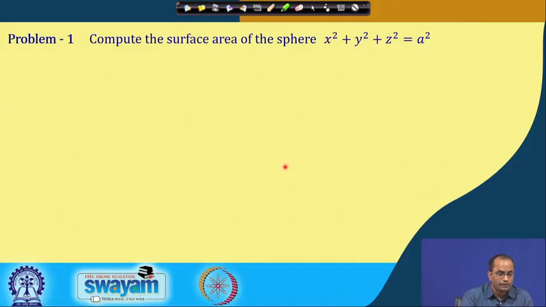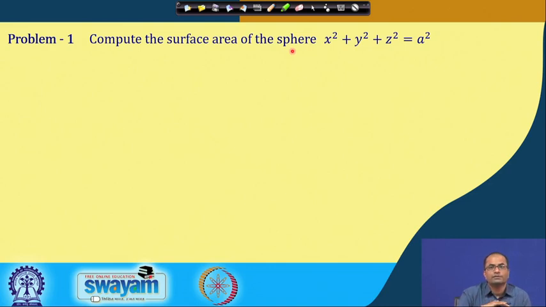So, now we will take the problem: compute the surface area of the sphere x square plus y square plus z square is equal to a square. So, we have a sphere centered at 0, 0, 0 and given by this equation x square plus y square plus z square equal to a square. So, the radius of the sphere is a. We want to compute the surface area now.